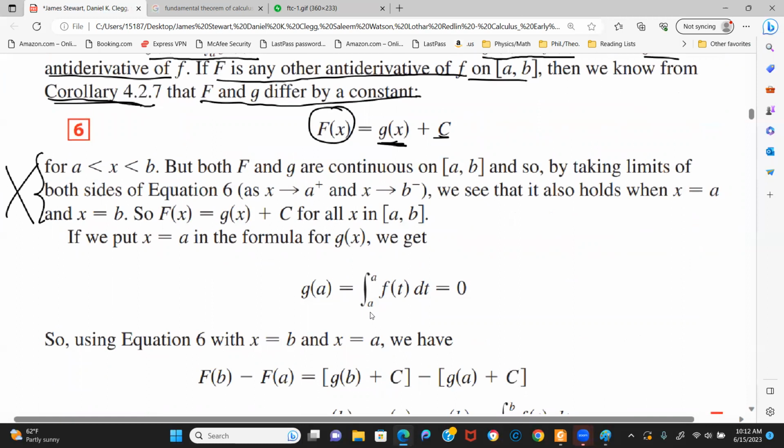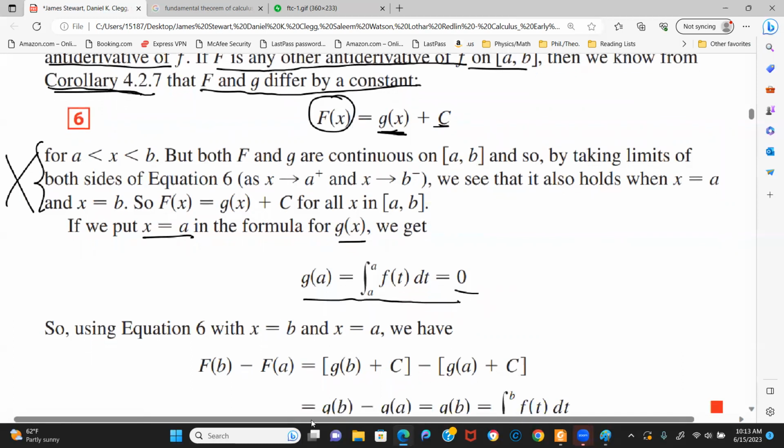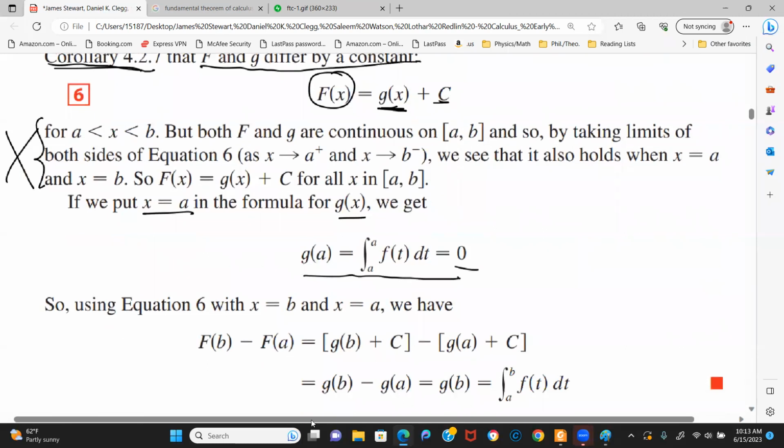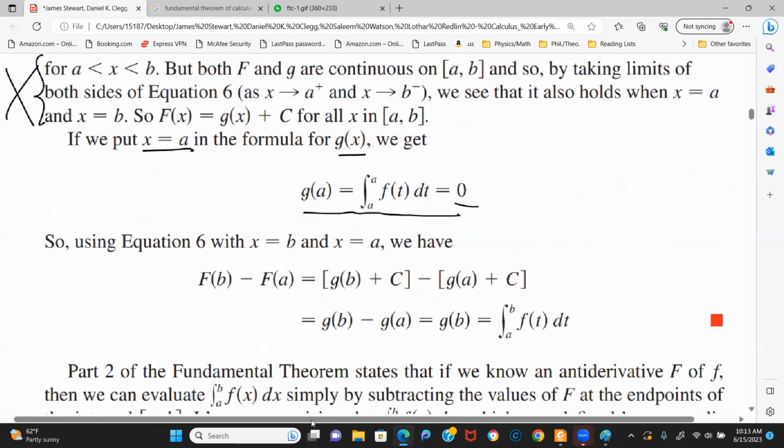So now if you plug x equal to a into the formula for g of x, this is what you get. g of a is the integral from a to a of the function, and that's just going to be 0 because you're not talking about any area, essentially. All right, so now here's the last line of the proof.